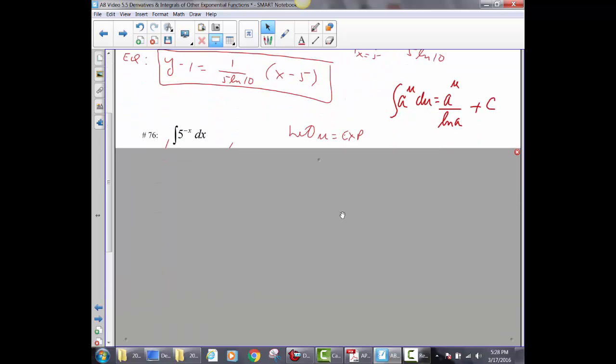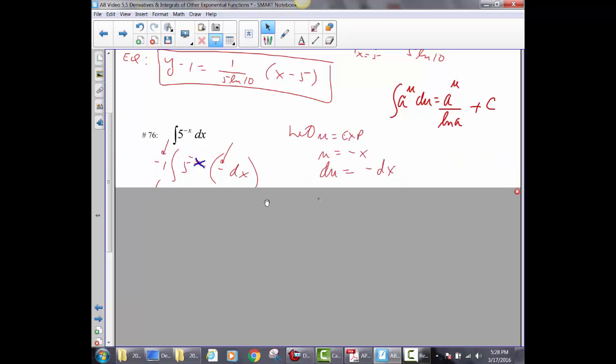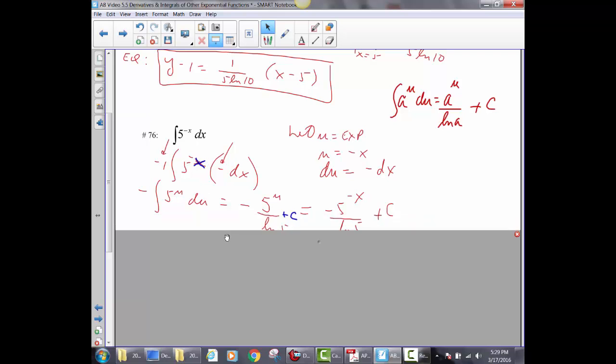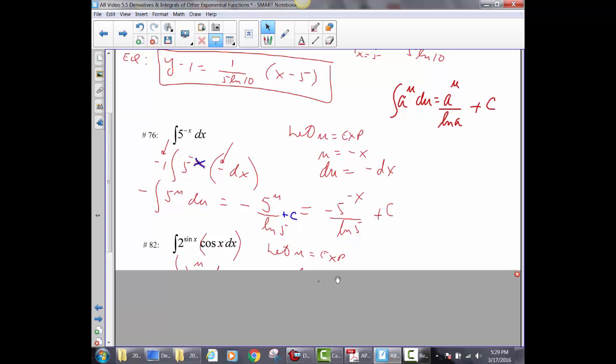Number 76, we're integrating 5 to the negative x. Well, that's ugly, that negative x, so I've got to let u equal the exponent, which is negative x. My du will be negative dx. Introduce the negative, counteract. And now you're looking at 5 to the u, because remember we let u equal negative x, times du, which will be negative. We had that from the outside. 5 to the u over ln 5 plus c, and then you can't leave your u, you have to rewrite it as x.